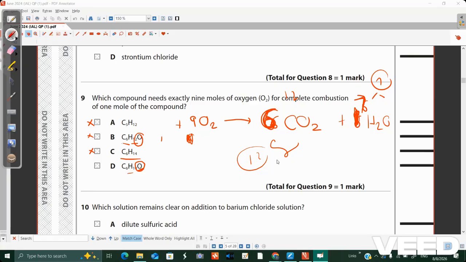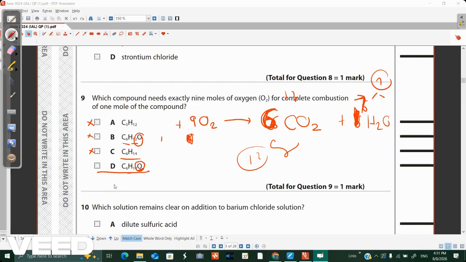7 times 2, 14. And the number of carbons are all released from here. It is also okay. So yes, D must be the answer. I used a different method, but it may not be easy for you to find the answer that way. Sometimes you may get an idea about how to do it.